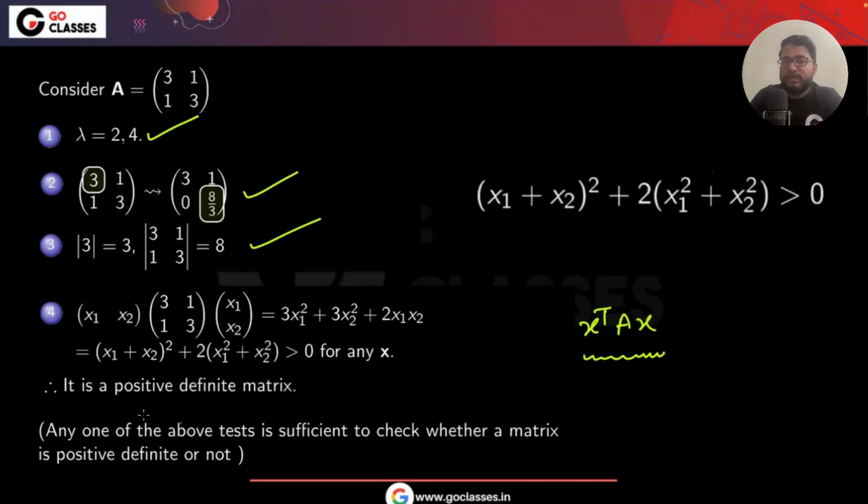Cool. So we have seen that this is a positive definite matrix, and what they're saying in this line is that any one of the above tests is sufficient. See here, it is not that you need to check all the tests, any one. Any one of the above tests is sufficient to check whether a matrix is positive definite or not. Is this okay to everyone? So you don't need to check all the tests, obviously. Just any one of them will work.